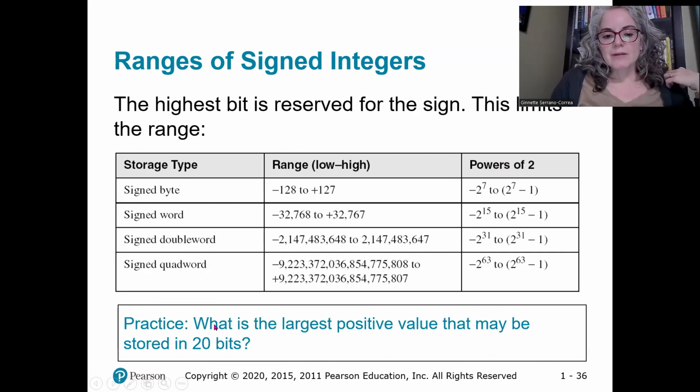So here you're going to practice: what is the largest positive value that may be stored in 20 bits? Right here where it says 7 and 7, you'll put a 20 and 20, and you'll be able to calculate the largest positive value that can be stored. I'm sorry, it's a positive number, so you're just going to say 2 to the 20th minus 1. That's going to give you the positive number. You're not looking at the range.